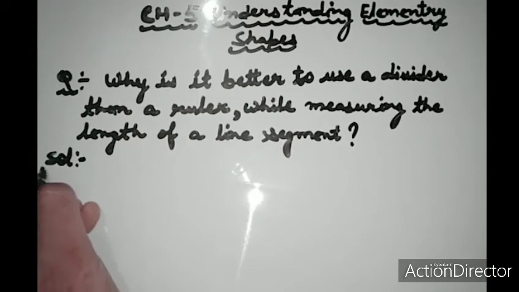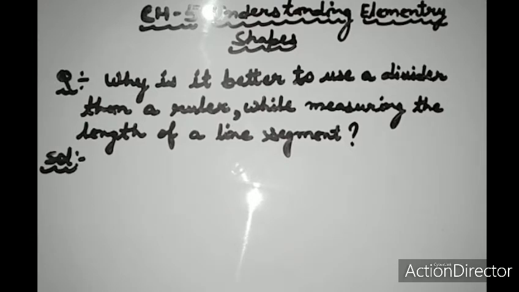Now here we write the solution. Why is it better to use a divider than a ruler while measuring the line segment? While using a ruler, chances of error occur due to the thickness of the ruler and angular viewing. Hence using a divider, accurate measurement is possible, because a divider has two sharp tips, and it is very easy to put these tips on the line segment and find the exact length of the line segment.